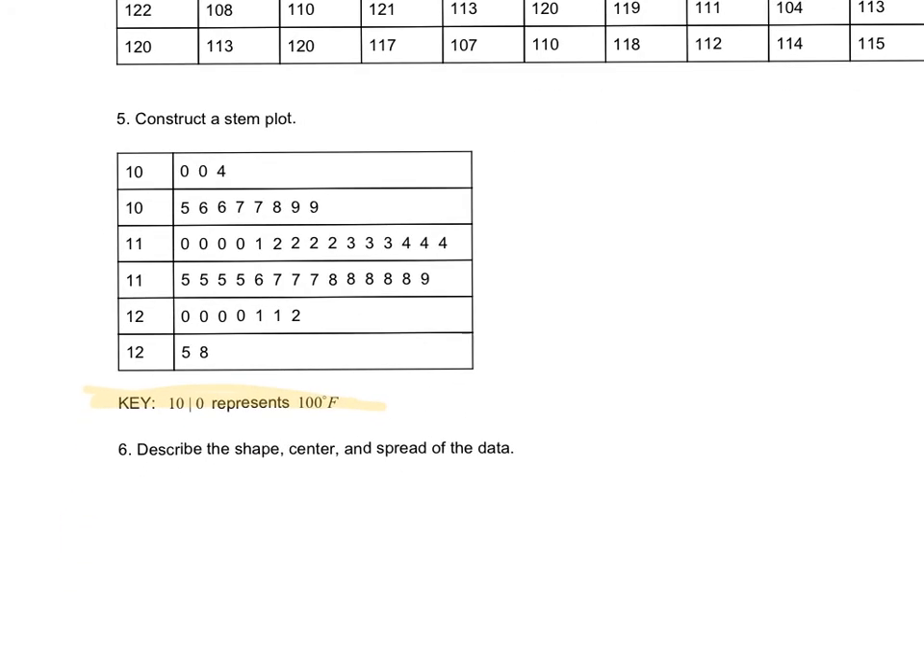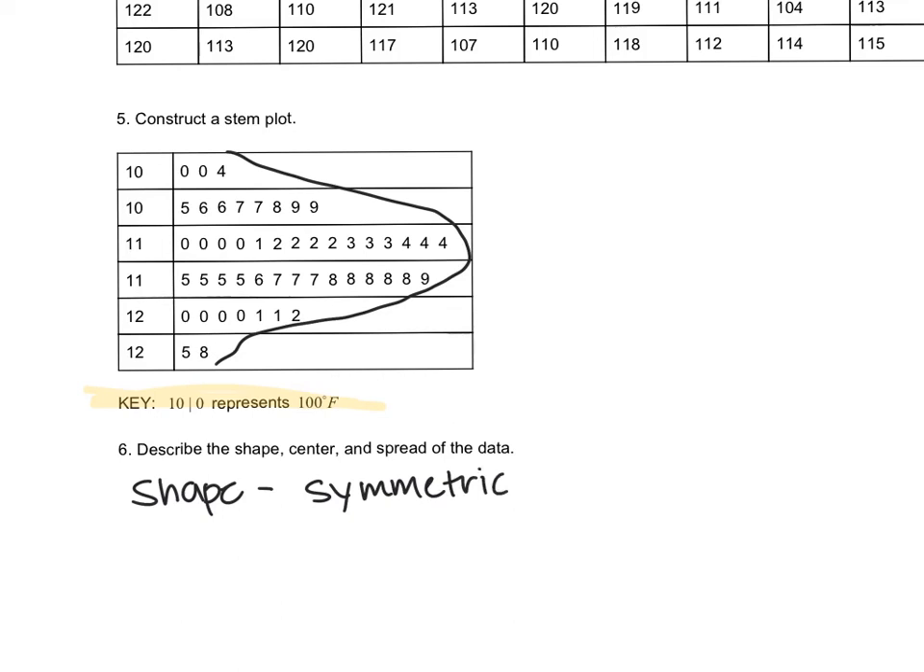Okay, and then based on this stem plot, I want to describe the shape, center, and spread of the data. So if I'm looking at the shape of my data, and I can kind of draw the shape based on the way the stem plot is laid out, my shape is symmetric. Okay, it follows that basic bell curve.